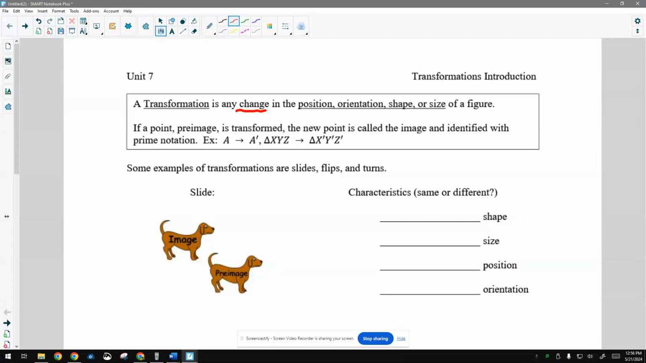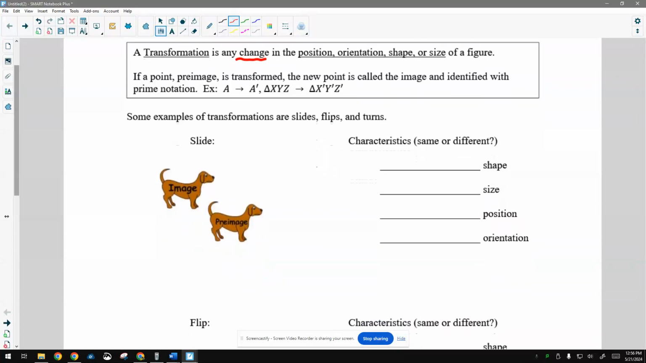And a change in size, kind of like the pupil of your eye. It's little. It's probably big right now because it's a little dark in here. But if I were to turn on the lights, it would go like this. A change in the size is called the dilation. So we're going to talk about these different kinds of transformation. So transformation is the overall big word that describes all of the changes. The first change we're going to talk about is a slide.